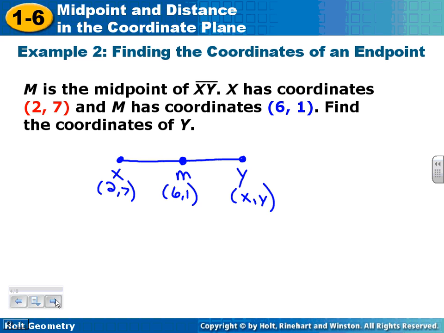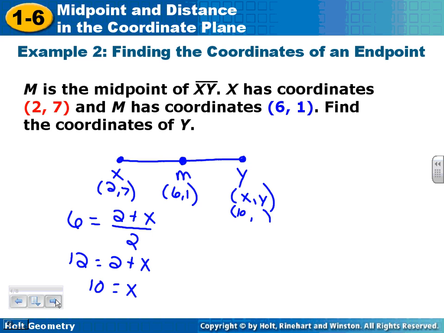So we do it the same way. We add the x coordinates together and divide by 2. So my midpoint's x coordinate is 6. So I'm going to write this formula. 6 equals 2 plus x, that's the x coordinate, divided by 2. And solve that. If I multiply by 2, I get 12. That's 2 plus x, and then subtract 2, I get 10. So my x coordinate is 10. In other words, this point over here is 10 comma something.